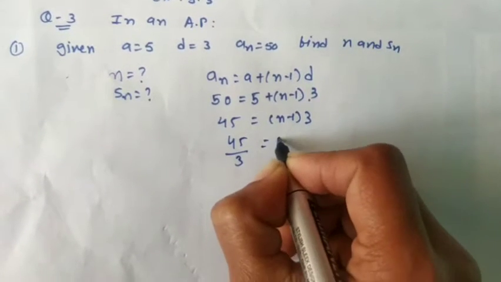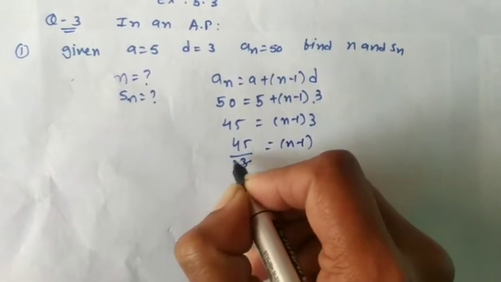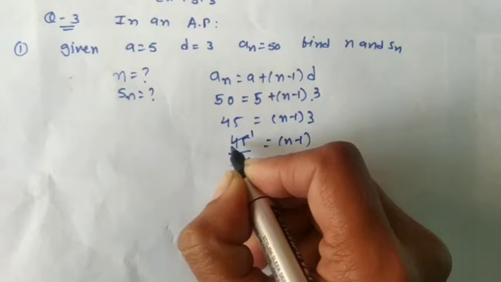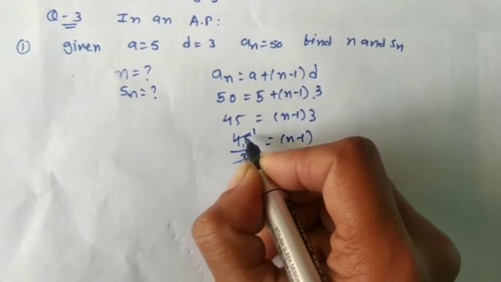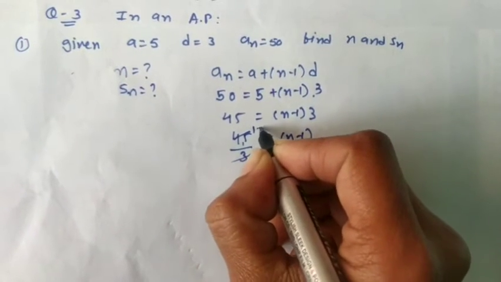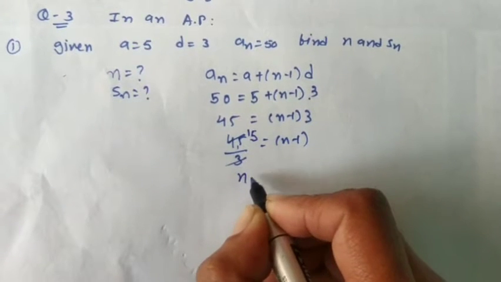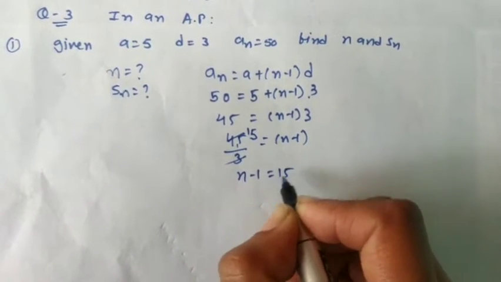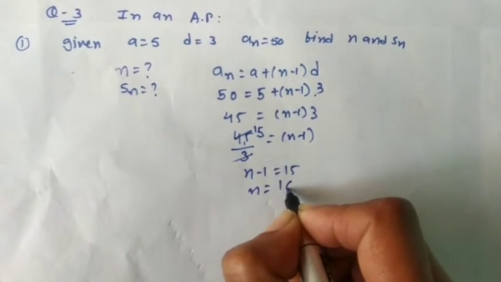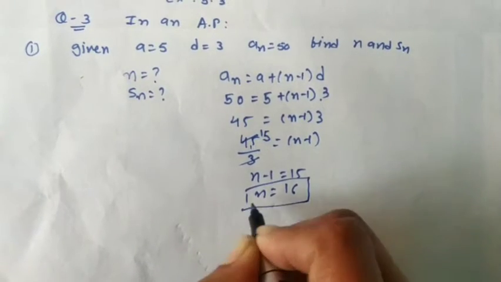So now it will become, 3 ones are 3 and 1 will remain, so it makes 15. 3 fives are 15. So here we have n minus 1 is equal to 15. So n we are getting as 16. So here we got our n.